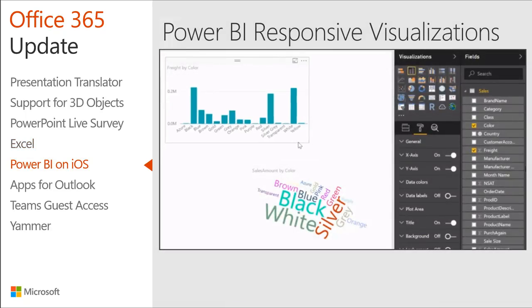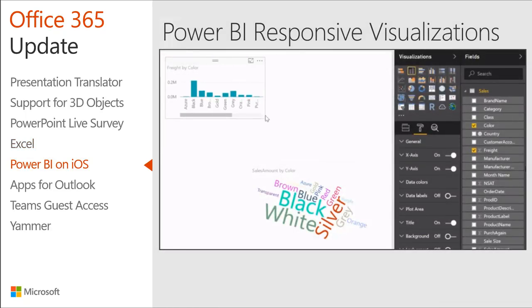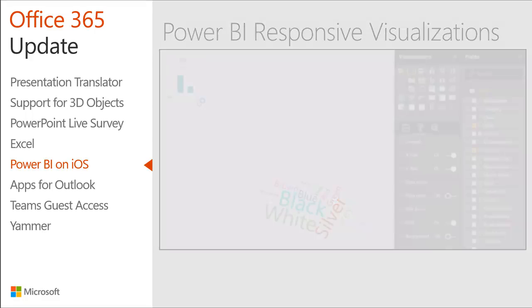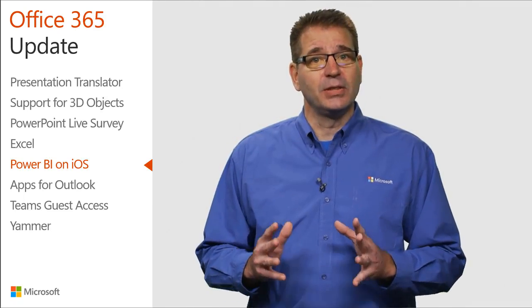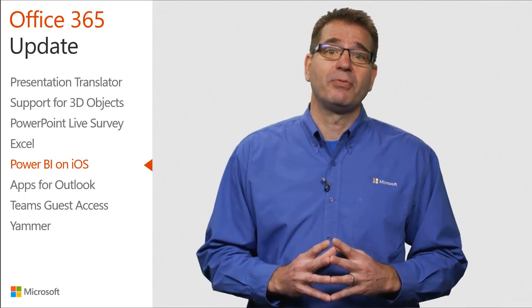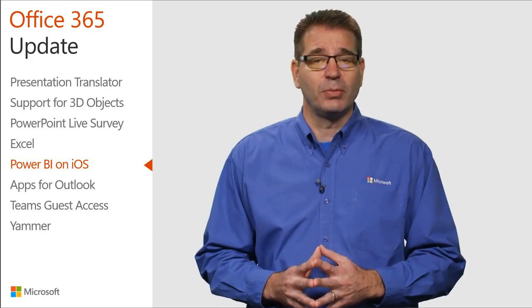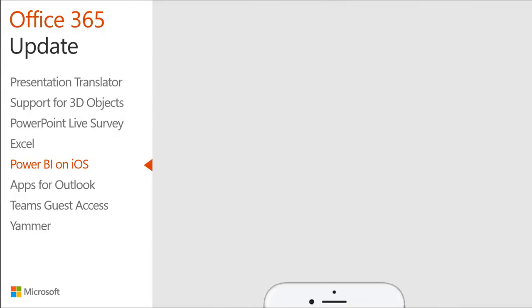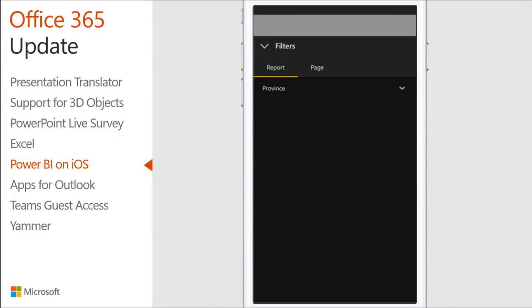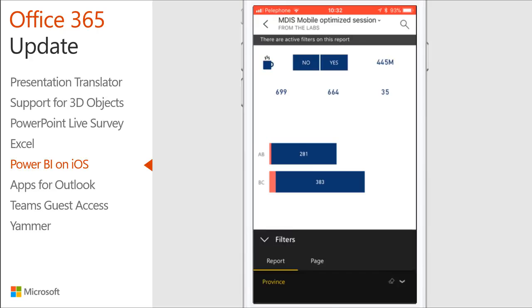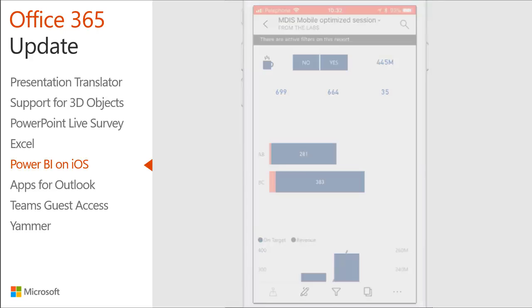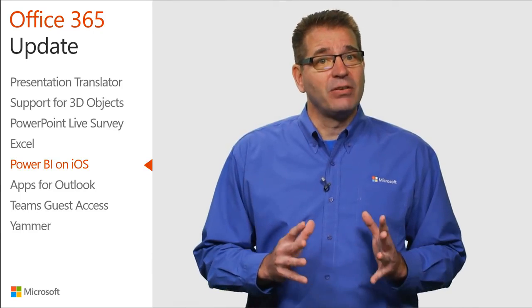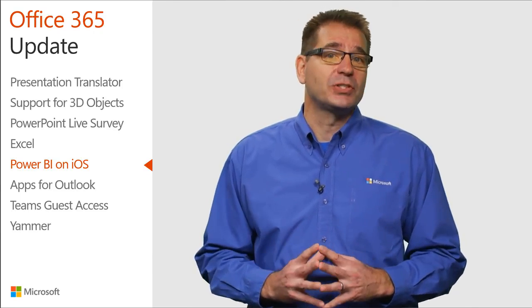In the August update video, I covered responsive visualizations in Power BI, which makes Power BI reports more accessible on mobile devices. The Power BI team is taking the mobile experience one step further with the introduction of filters for reports on iOS. With report filters, you can quickly remove everything except the data you want to focus on. Even better, filters on phone reports require no extra work.